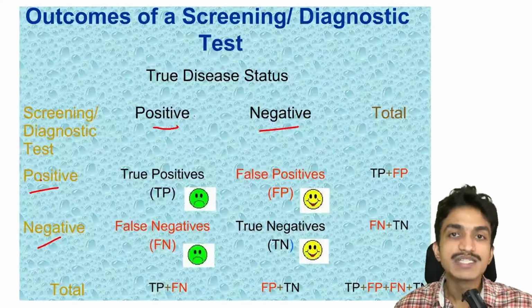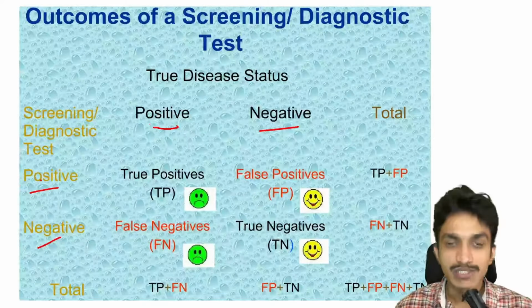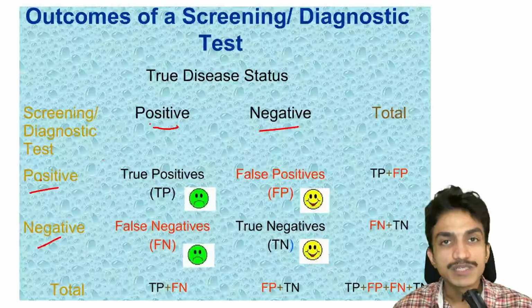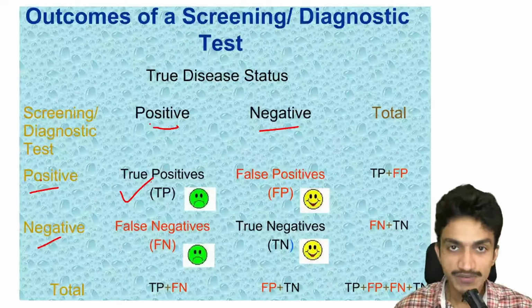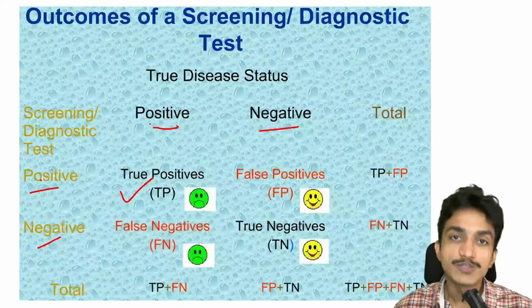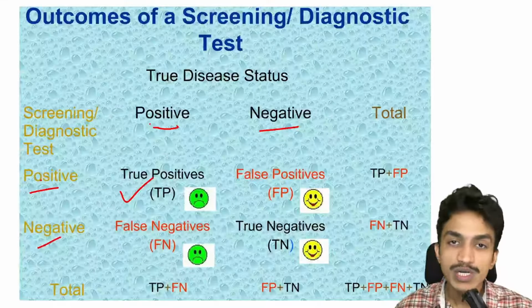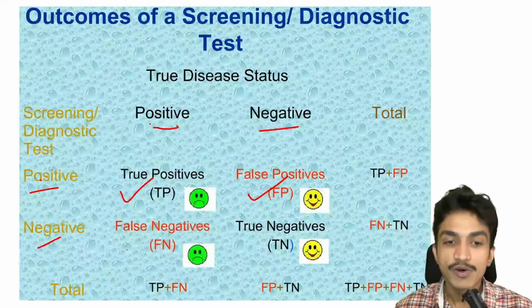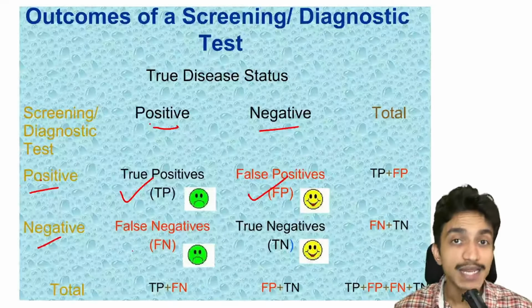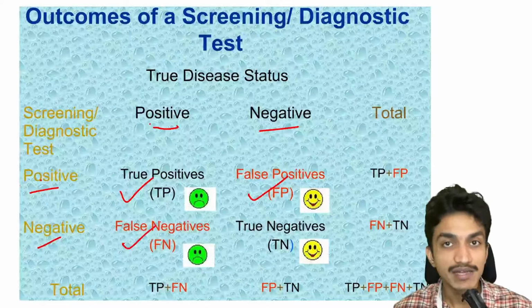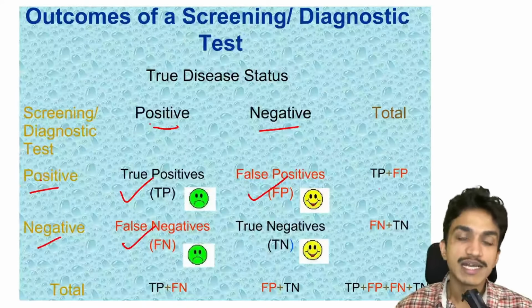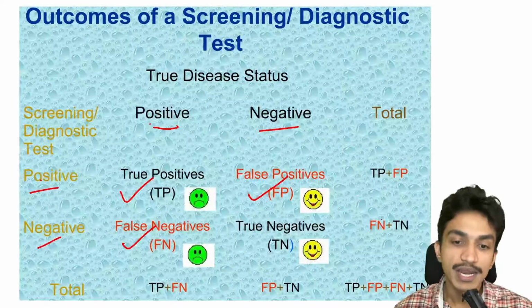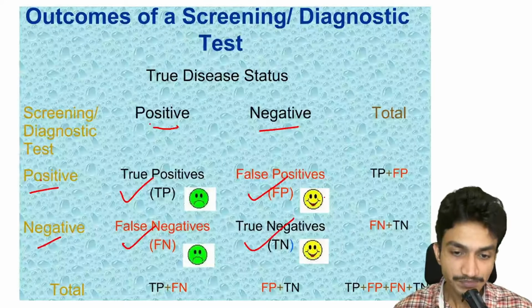Now, if the true disease state shows that it is positive and the test also shows it's positive, then it is a true positive. If the test shows positive but there is actually no disease state, that is a false positive. If there is a positive disease state but the test shows negative, then it is a false negative. And if actually the test and diagnosis are both negative, that is a true negative.